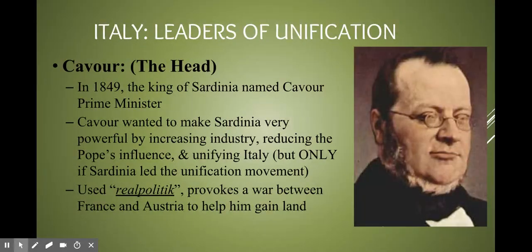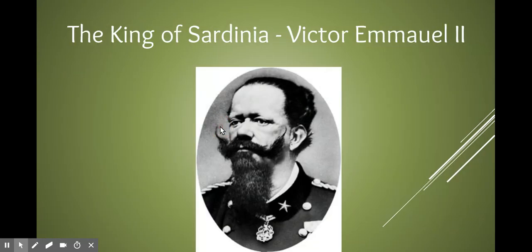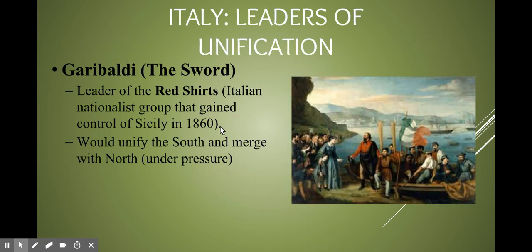Cavour is considered the head, so he's kind of like the brains behind their unification. Cavour wanted to make Sardinia very powerful, increase their industry, reduce the Pope's influence, and he wanted to unify Italy, but only if Sardinia, his king, was in control. And he is also going to use realpolitik to provoke war between France and Austria, which will give him the opportunity to claim the land controlled by both under Italy. So this is Victor Emmanuel II. He would be who Cavour was working for as prime minister, and the king, the first king of Italy.